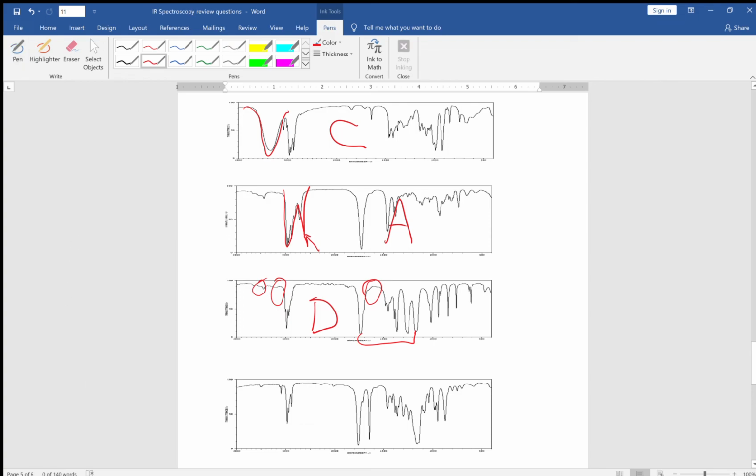And the last molecule has both the indications of unsaturation, the carbonyl and the ether. This is an unsaturated ester. That would be molecule B.